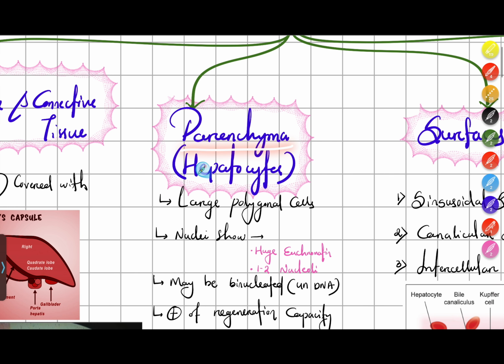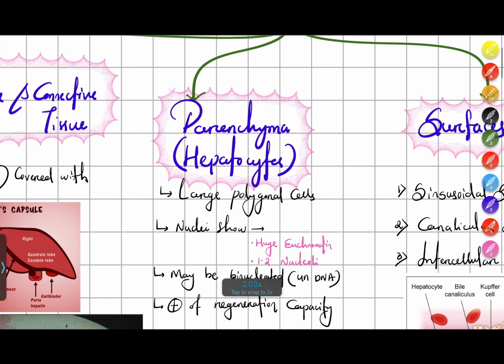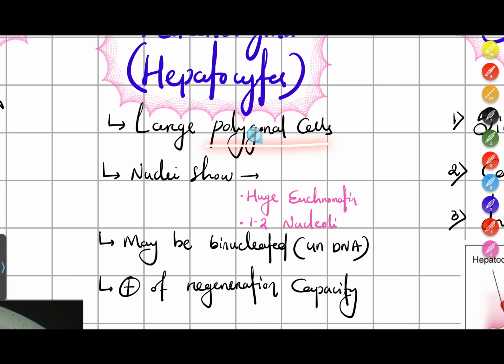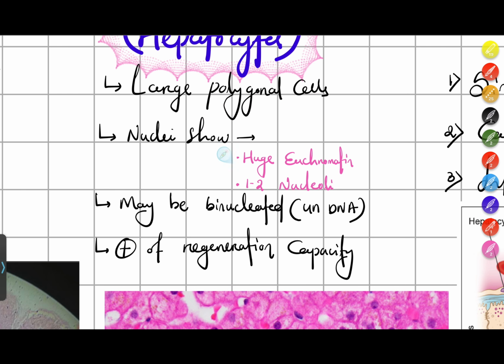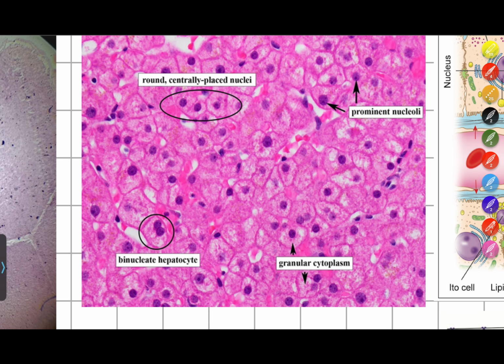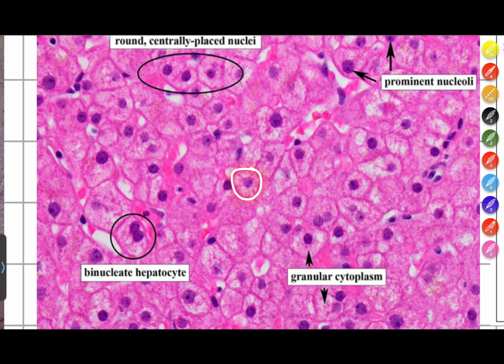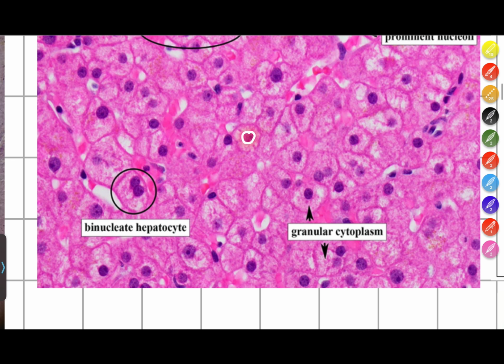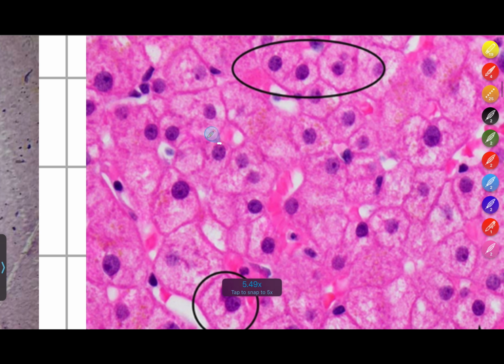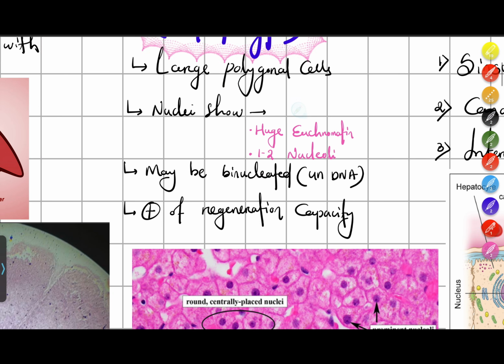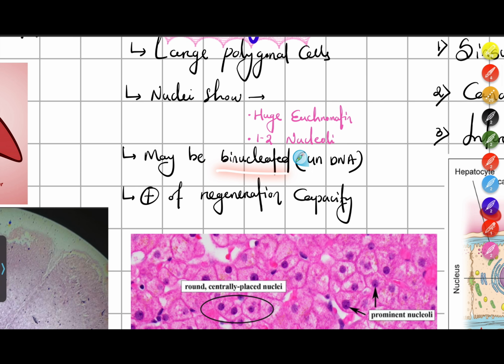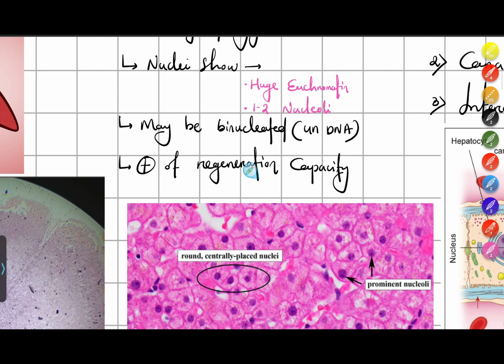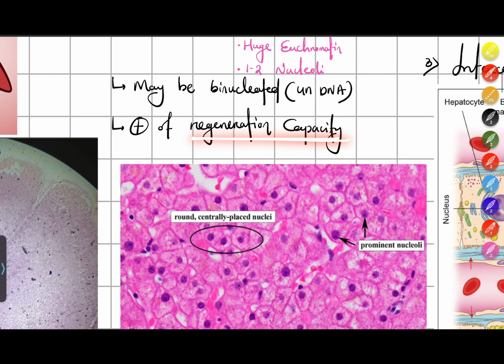Next is the parenchyma or the hepatocytes. The hepatocytes are large polygonal cells. Their nuclei show huge euchromatin and 1 to 2 nuclei. You can see these are the hepatocytes. These are the hepatocytes, and this is the nucleus. And inside the nucleus, you can see there is presence of more than one nuclei. The hepatocytes may be binucleated, having 4N DNA. There is presence of regeneration capacity in the hepatocytes.